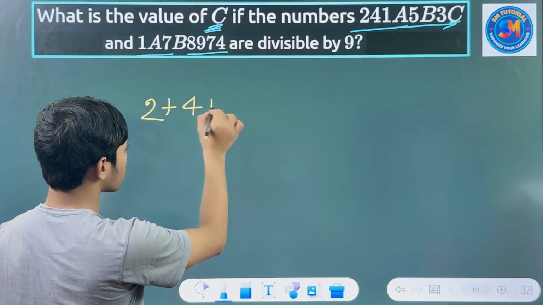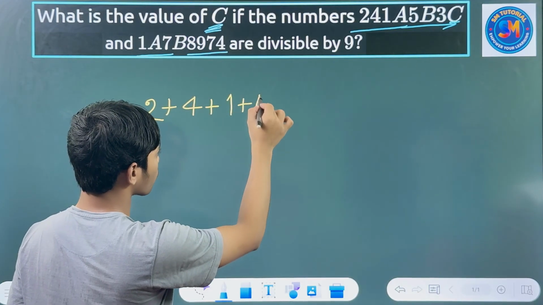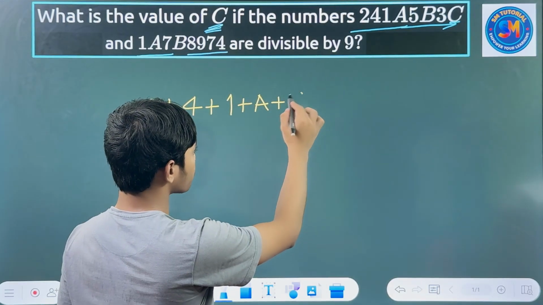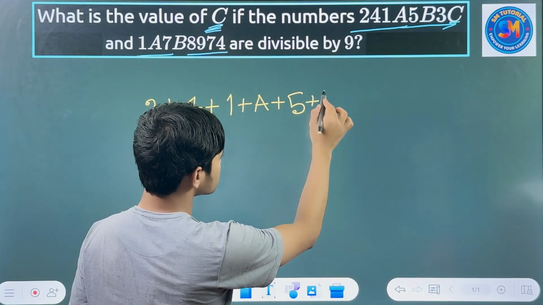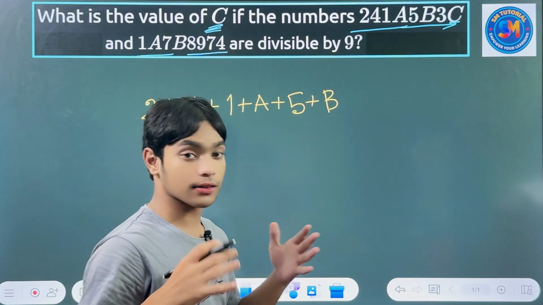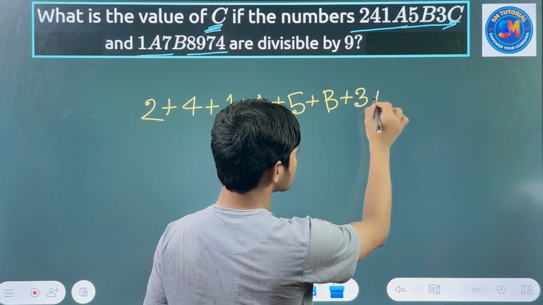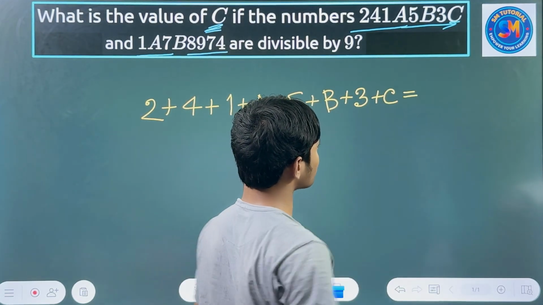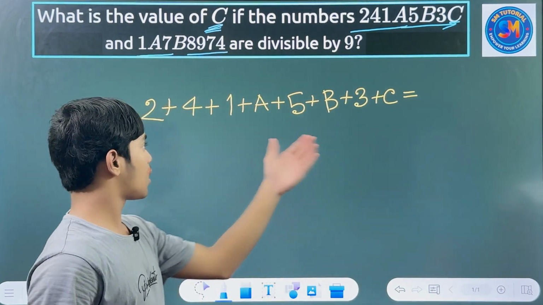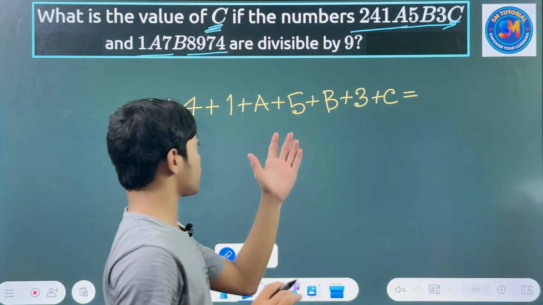2 plus 4 plus 1 plus A, plus 5 plus B, then 3 and C, plus 3 plus C. So what is this equal to? You have to find the summation. What is the summation of this? If you calculate this, you will get one thing: A, B and C.